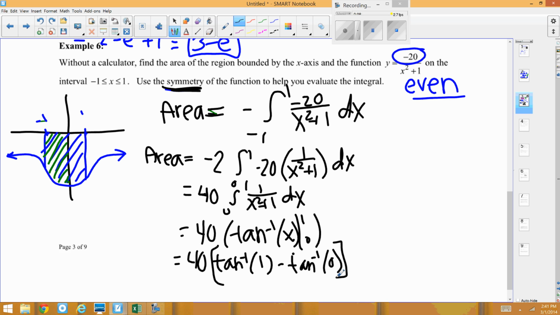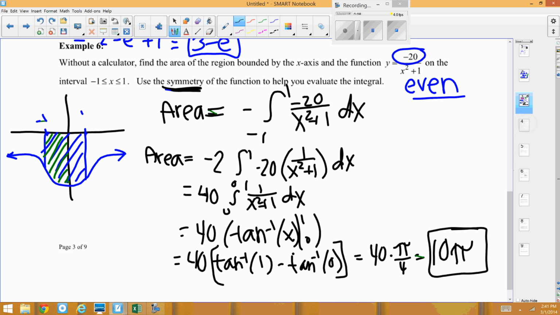So where is tangent equal to 1? That's at pi over 4. And tangent is equal to 0 at 0. So I'm going to get 40 times pi over 4, or the exact value of 10 pi. Okay, and then you can check that. Go ahead on your calculator.